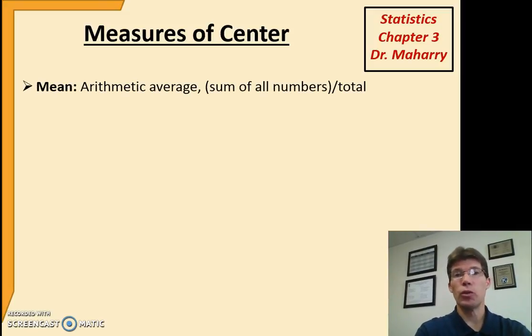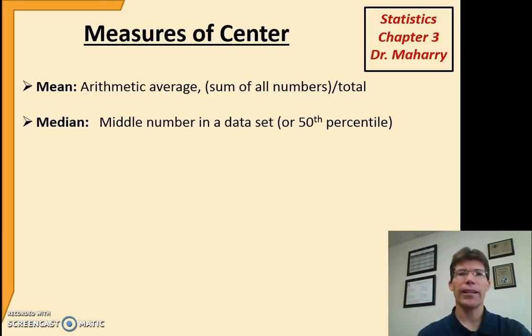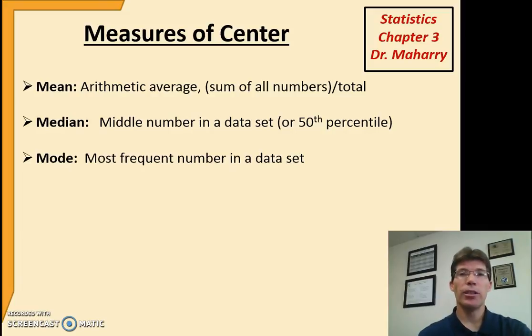This is one that most of you are likely familiar with. It is simply the average. We add up all the numbers and divide by the total. Another common one is the median, the middle number in a data set, sometimes referred to as the 50th percentile. And the idea is half the data is below the median, half the data is above the median. The mode is generally useful more so with categorical data when we're counting something, so it's the most frequent answer, the most frequent response. We can also calculate it in a numerical data set.